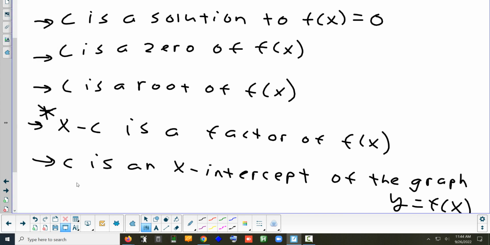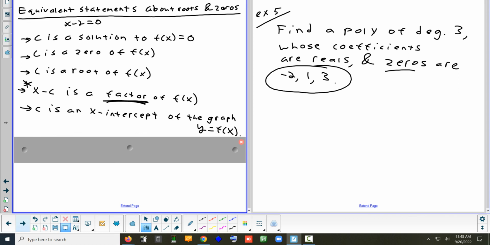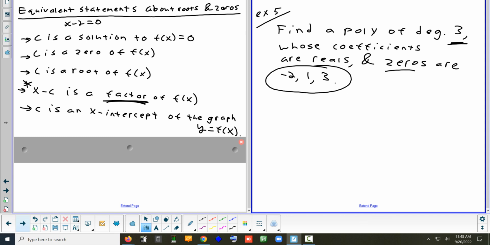So what we can do now is work backwards, and I could give you a problem like this. I want you to find a third-degree polynomial that has those numbers as its zeros. I want these numbers to be the roots. I want those numbers to be the x-intercepts. But the most important thing is working from these numbers to figure out the factors. Since it's a third-degree polynomial, it will have how many sets of parentheses? 3.